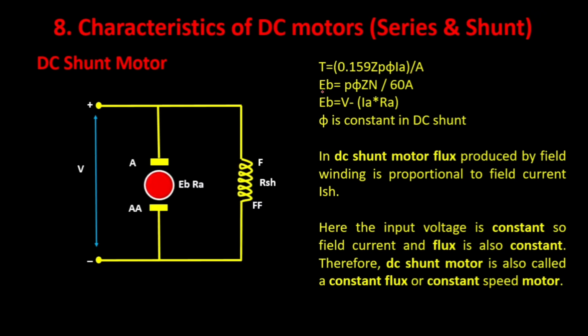Then again you find Eb, that is the back EMF. What is the formula for Eb? P phi Z N upon 60A. Again, we have seen the derivation for this. My intention is to tell you about the characteristics. So if you do not know about this, kindly revise it. Okay, now Eb is equal to P phi Z N upon 60A.